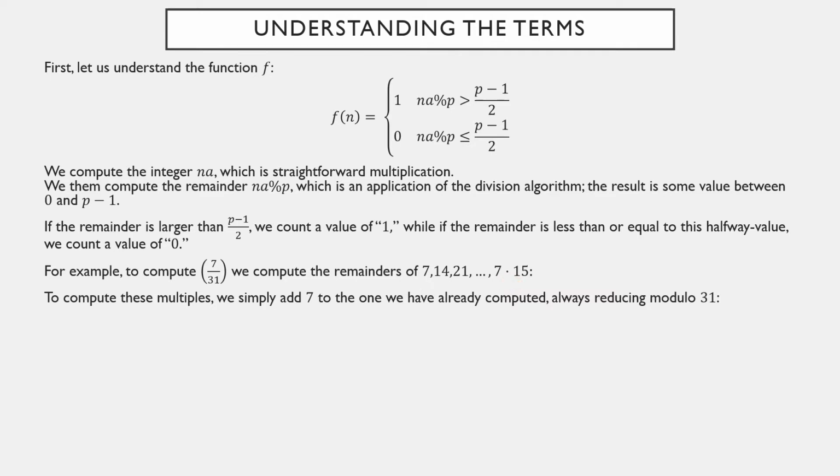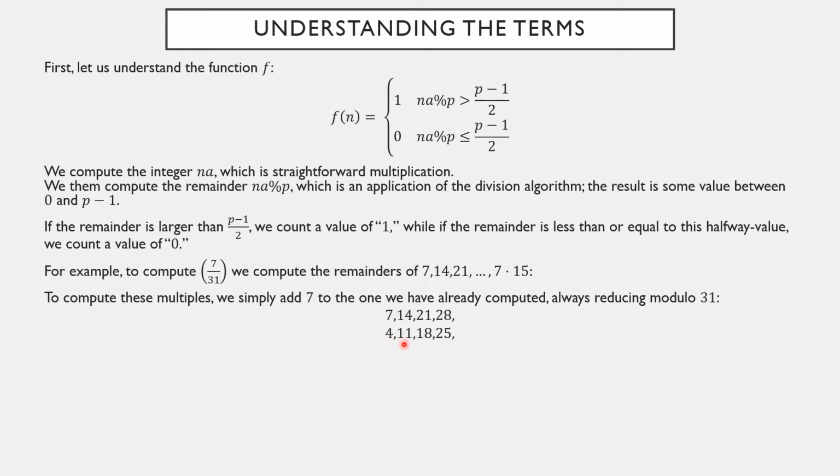Also, we're only interested in the remainder under division by 31, so let's reduce it mod 31 as we go. So 7, 14, 21, 28, I'm just adding 7 every time, and I haven't reached 31. But now what happens? I reach 35. But 35 modulo 31 is equivalent to 4. So 4 is 7 times 5. How do I get from 7 times 5 to 7 times 6? All I have to do is add 7.